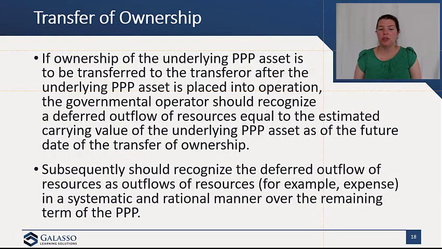If the ownership is to be transferred to the transferor after the PPP is placed into operations, then we would recognize a deferred outflow of resources equal to our carrying value of the asset as of the date of transfer of ownership. And we would recognize the deferred outflow as an outflow of resources or an expense in a systematic and rational manner. So that's the straight line method we would use for lessee accounting.